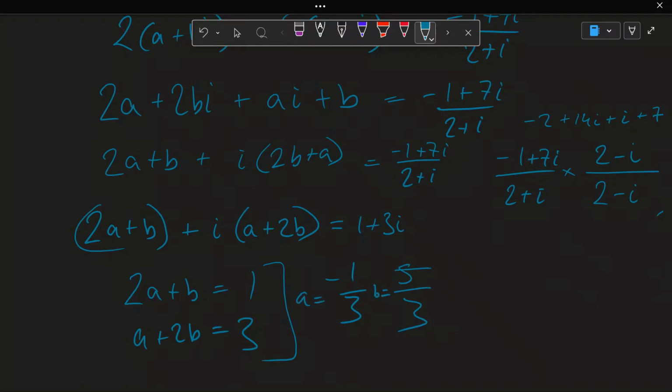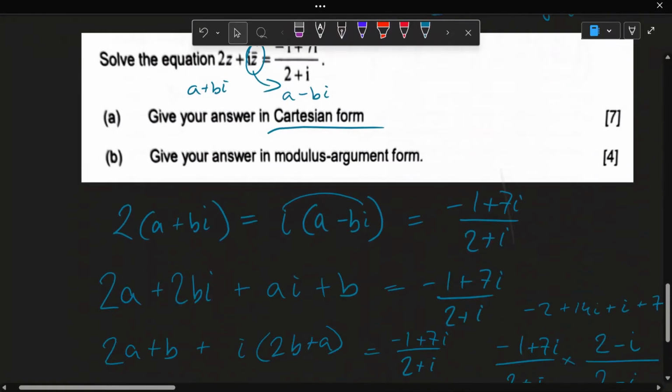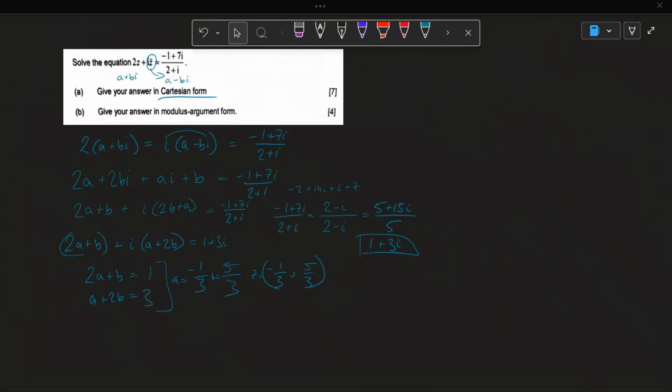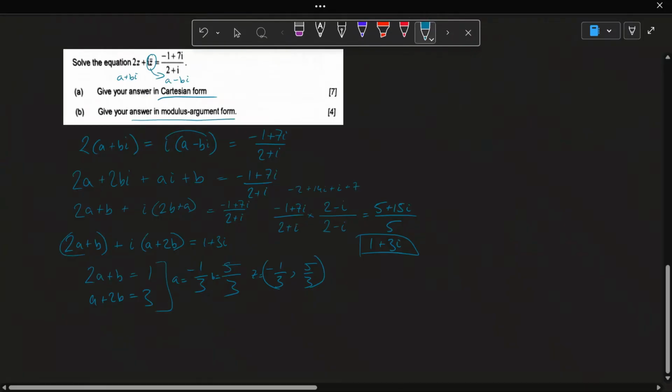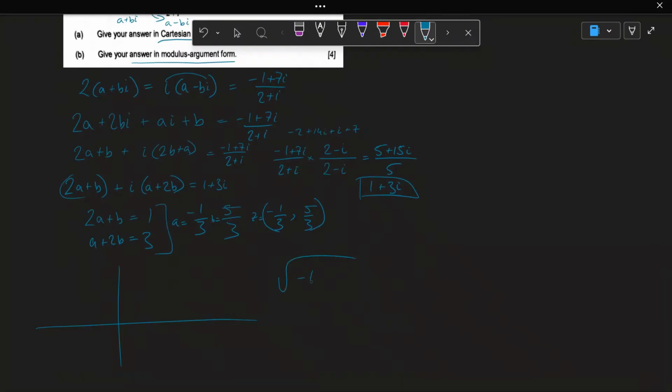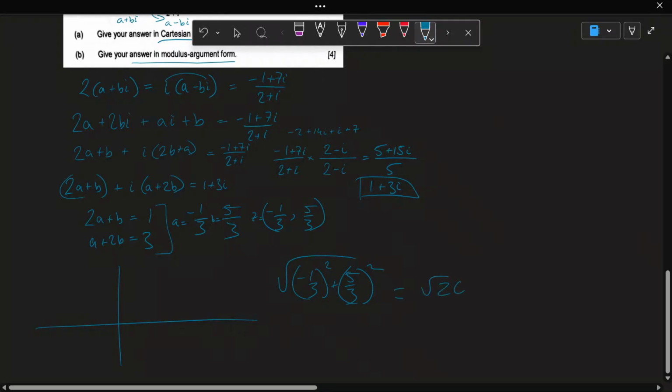Okay. And the question asks for Cartesian form. So we'll have to write this as coordinates. So (minus 1 over 3, 5 over 3). That is our 7 marks confirmed. The final part of this question asks us to give this in modulus argument form. So we've done this before. I think first let's find the modulus. That would be the square root of minus 1/3 squared plus 5/3 squared, which gives us root 26 over 3.